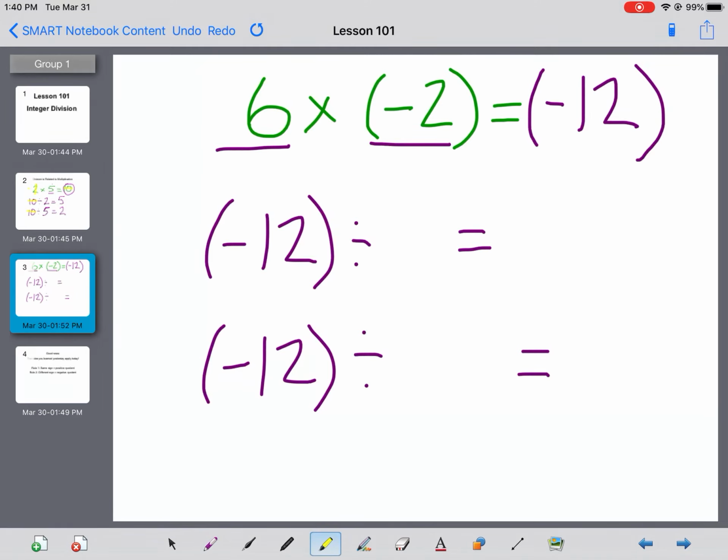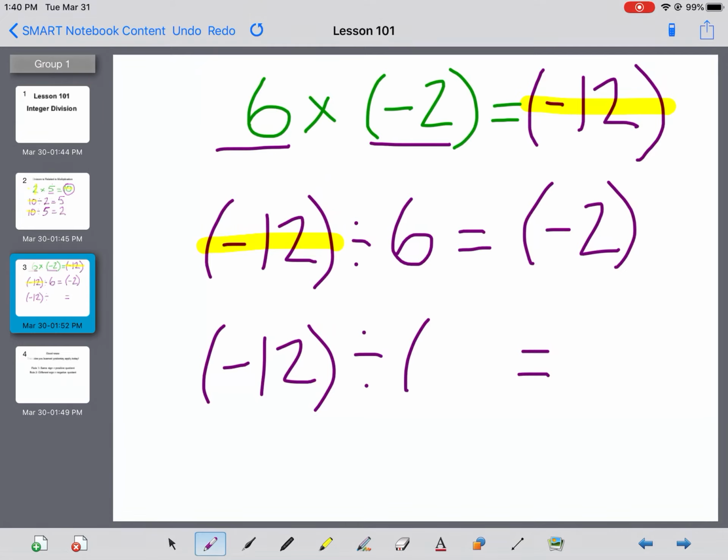All right. Now, if we do the same thing that we just did with the 2 times 5 equals 10, we're going to take our answer here, our negative 12. We are going to put it at the beginning of a division statement, and then we can divide by either the 6 or the negative 2. Let's start by dividing by the 6. Since we divided by the 6, we know that our answer is going to be the other number, the negative 2. Same way, the opposite: if you divide by the negative 2, the answer is going to be 6.